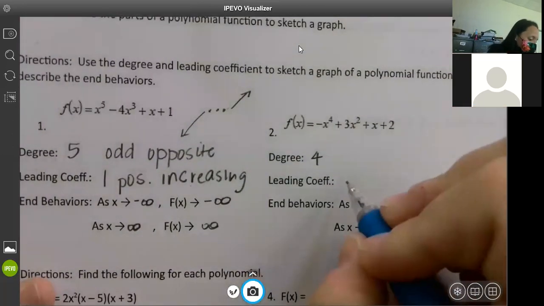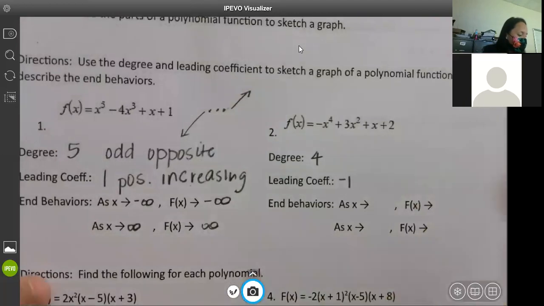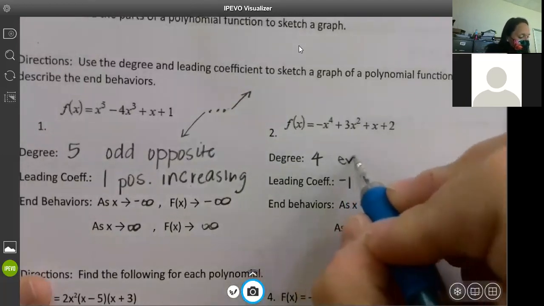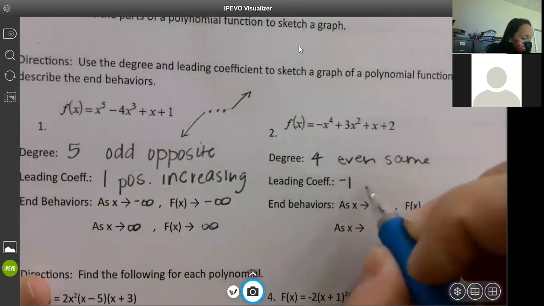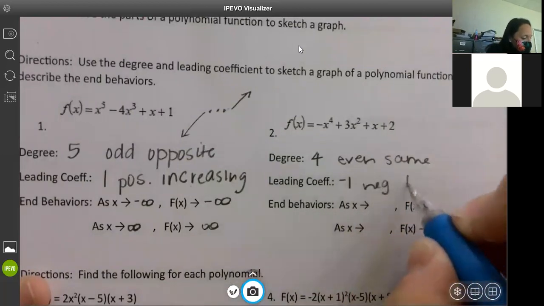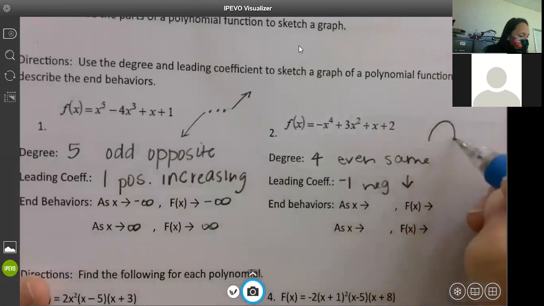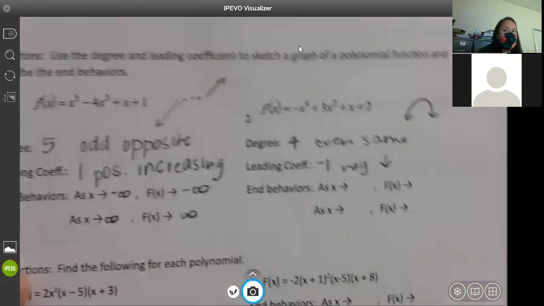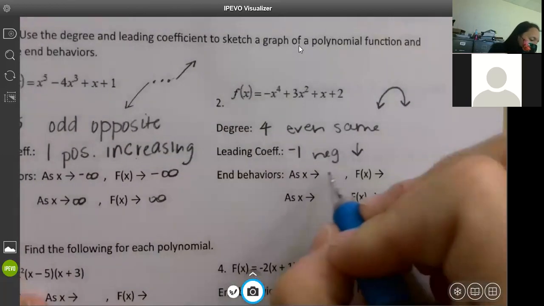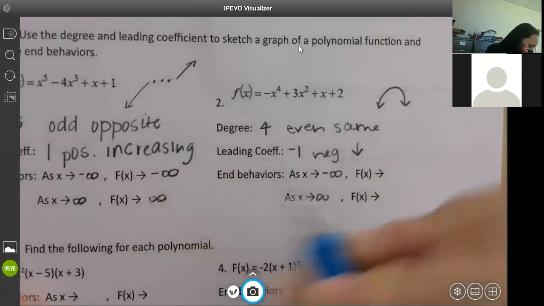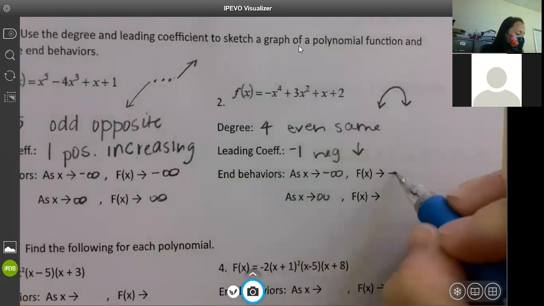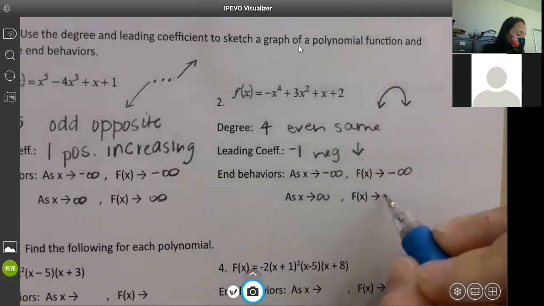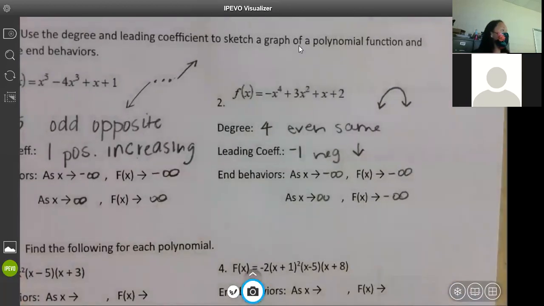Leading coefficient. What does this tell you? It's even, so it tells you it's the same direction. This is negative, so it tells you it points down. So it's going to look something like this. So on the left, it goes to, and on the right, it goes to. Guys, that's it. Okay, don't forget that.